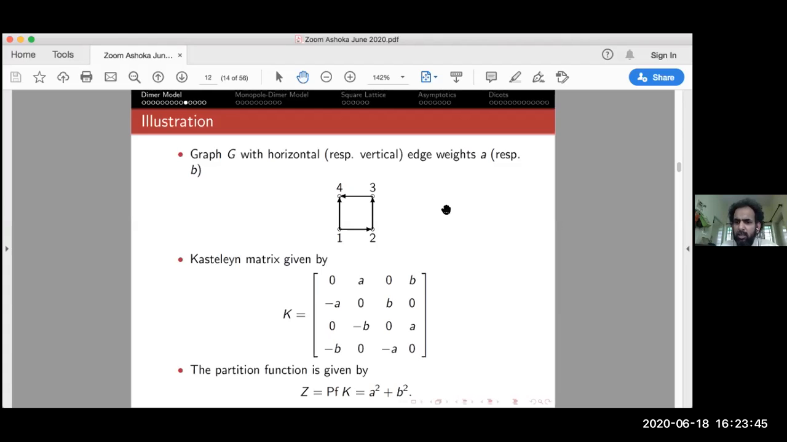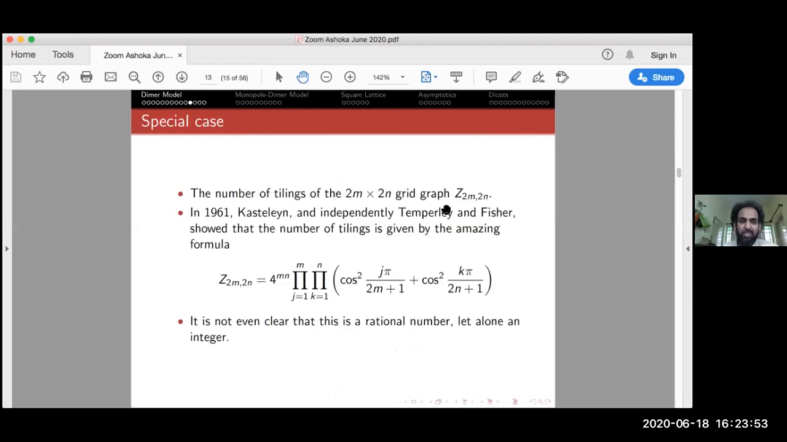Shall I go on? Yep. Okay, so now I want to tell you a really beautiful theorem. This is also due to Kasteleyn and simultaneously Temperley and Fisher, both in 1961.